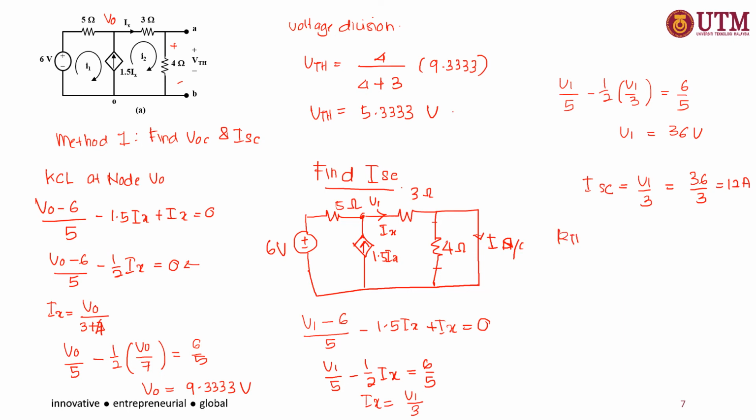So now you can find your RTH, which is equivalent to V open circuit divided by I short circuit, which is equal to 5.3333 divided by 12. You will get your RTH is equivalent to 0.44 ohm.